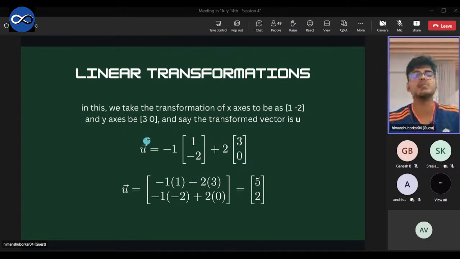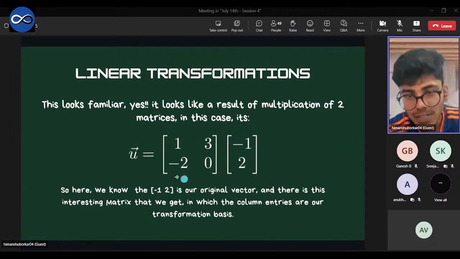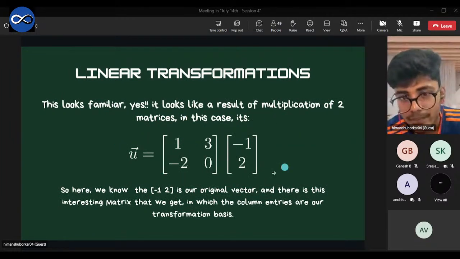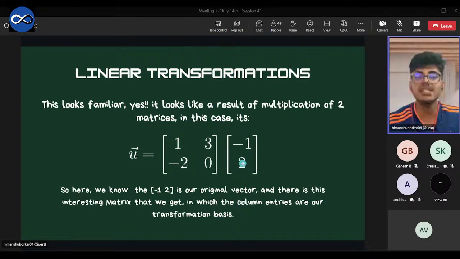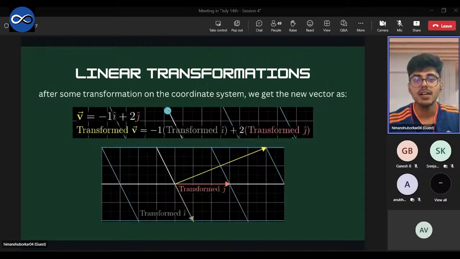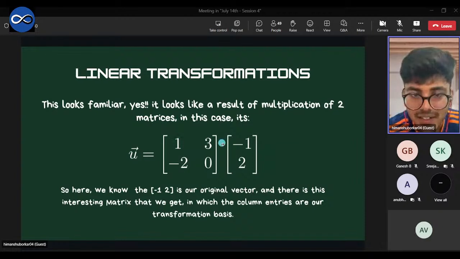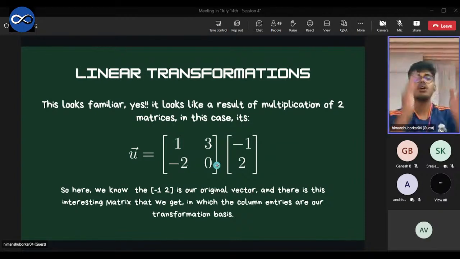But this looks familiar. This looks like matrix multiplication. And what are the matrices that we are multiplying? These are the matrices that we are multiplying together. Do you notice something? This is the original vector that we came up with over here, right? And this is a matrix in which the columns are the basis of our new coordinate system, not imaginary, but new coordinate system.